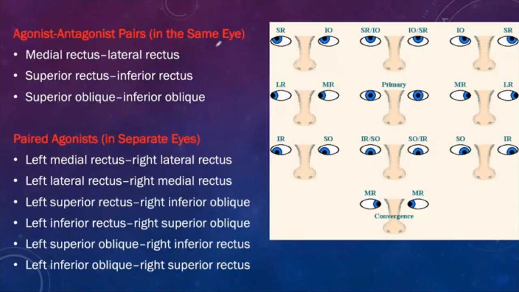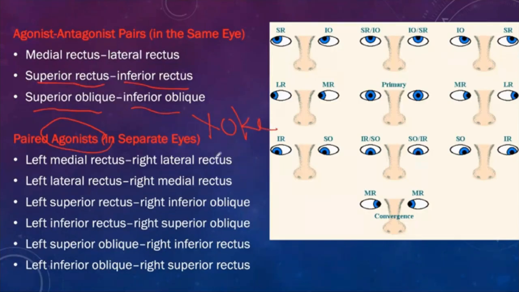So we have pairs, and these pairs are either in the same eye or in separate eyes. Pairs in the same eye are agonist-antagonist. The medial and lateral rectus in the same eye are agonist-antagonist. One will cause movement of the eye nasally, and the other will cause movement of the eye temporally. The superior rectus and the inferior rectus are agonist-antagonist. The superior oblique and the inferior oblique are agonist-antagonist. And then we have paired agonists, or what are called the yoke muscles.